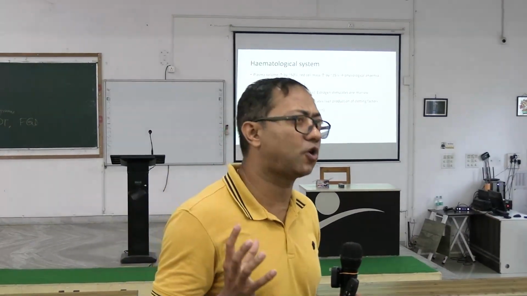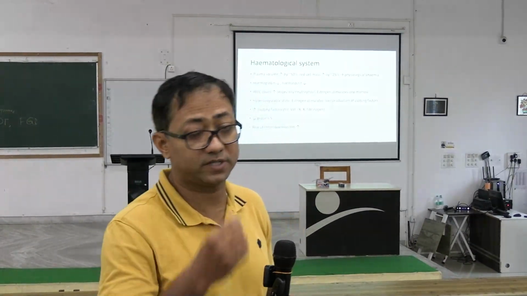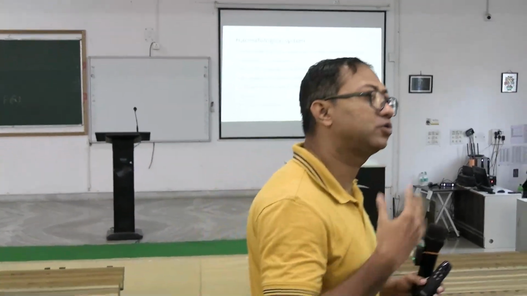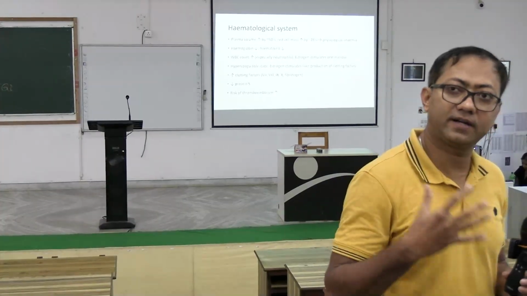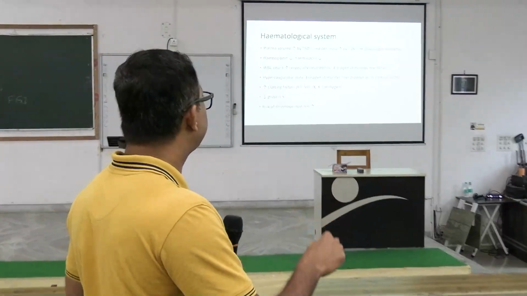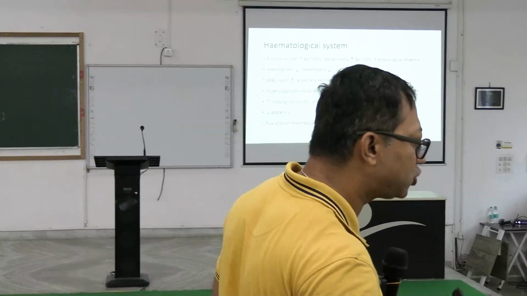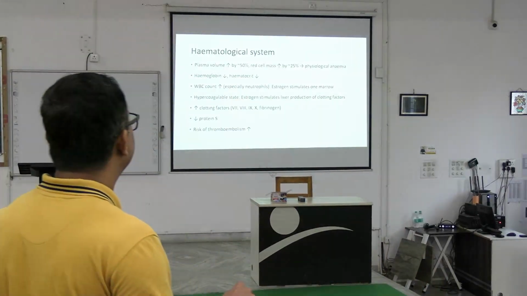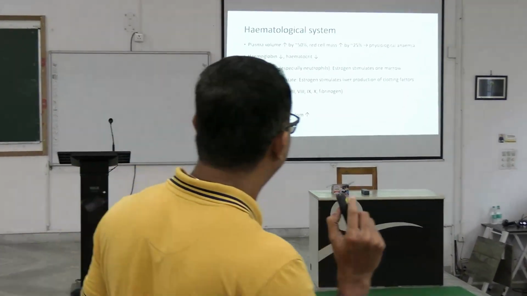That means blood clots easily. Why? Because where are clotting factors manufactured? Where is the blood clotting factor factory? Liver. Yes, very nice. Liver. So estrogen stimulates hepatocytes to produce more clotting factors. Which clotting factors? 7, 8, 9, 10 and fibrinogen.